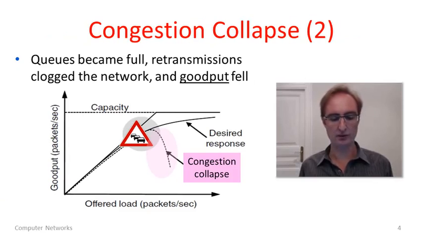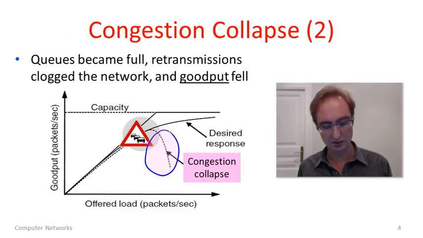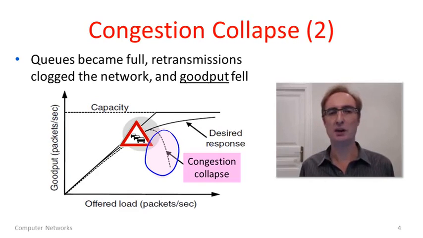Here's a picture from before about congestion collapse. We really got into this situation where the queues became very full. There were many retransmissions which were clogging the network, and because most of the information in the network was in fact retransmissions, the goodput, or the useful information, fell by orders of magnitude. So the network was no longer performing very well at all.